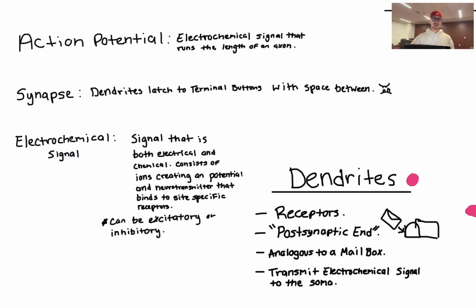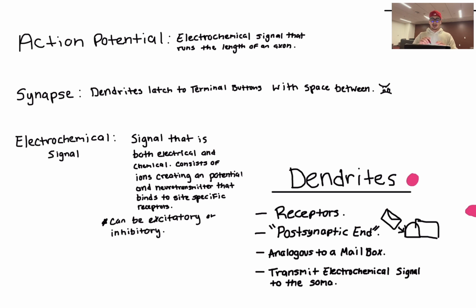So this signal is not only electrical, but it's also chemical, and we can see this here where I put down the definition of what an electrochemical signal is: a signal that is both electrical and chemical. It consists of ions creating a potential and neurotransmitter that binds to site-specific receptors. So it can either be excitatory or inhibitory. We're going to break that down for you right quick.